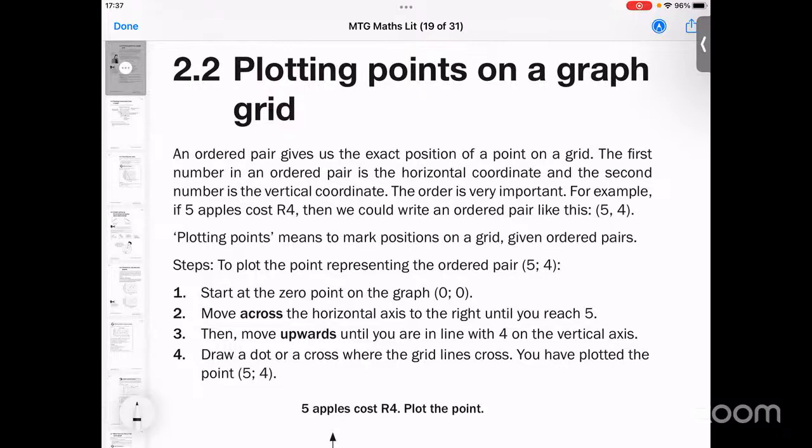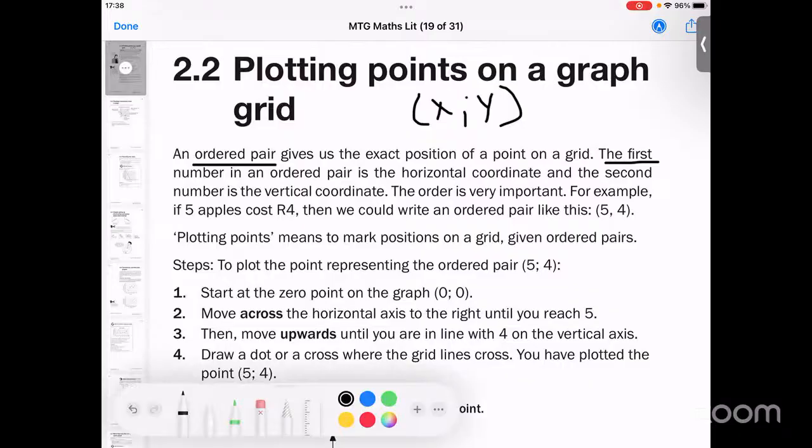Yes, an ordered pair. Normally, this should be referring to the coordinates, where you've got a point on the x-axis and then another one on the y-axis. That will give you the exact position of a point on a grid. The first number in an ordered pair is the horizontal coordinate, and the second number is the vertical coordinate.